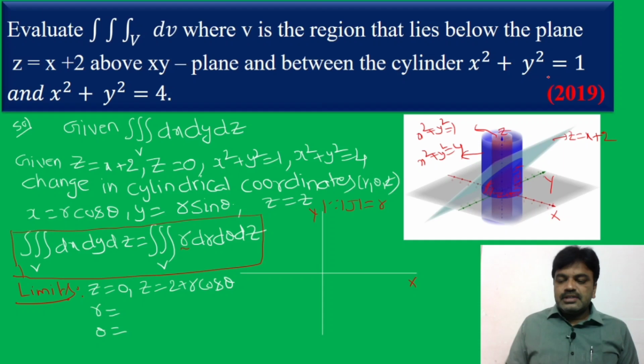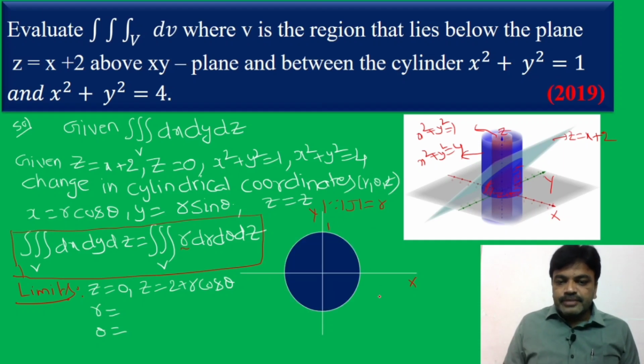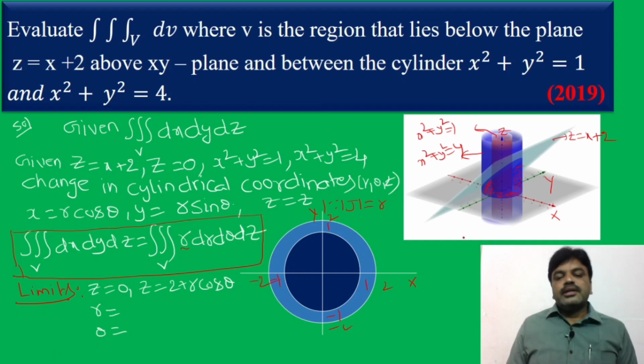So the first one is a circle of radius 1. Clearly the radius is 1. The second circle has radius 2, friends. So here the circle radius is 2. Now what is our boundary region? This is between the 2 circles. Okay, this is our bounded region.